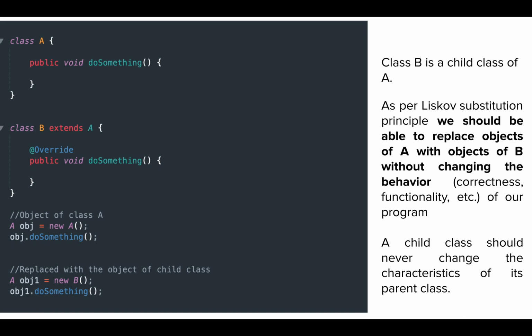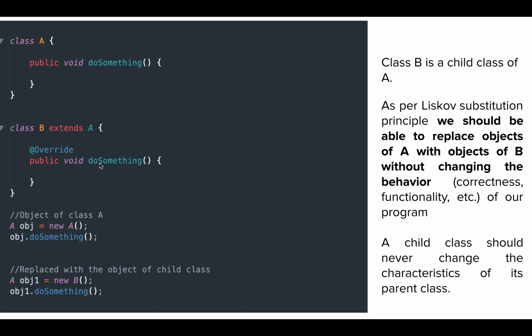Suppose there is a class A in which we have created some method, do something. I'll take a more concrete example when we write code, but for now let's continue with classes A and B. This do something method represents a certain behavior, and let's suppose the behavior is that it takes a list and removes the first element from that list. And class B extends class A and it overrides the do something method.